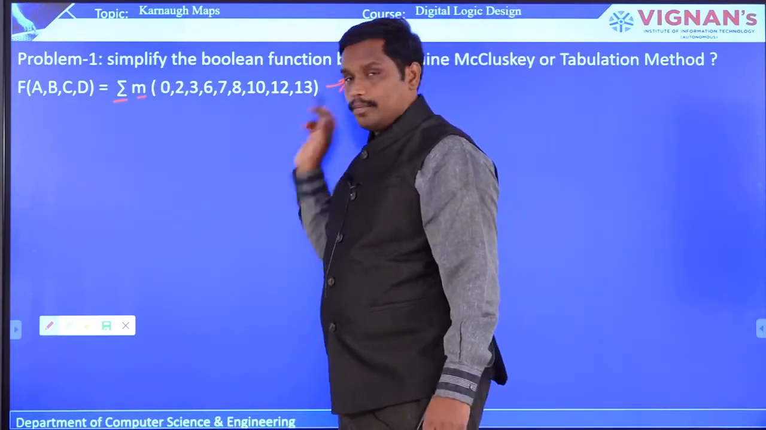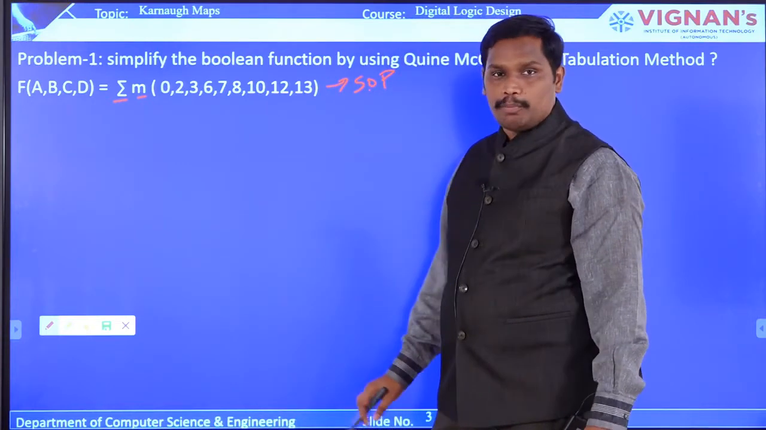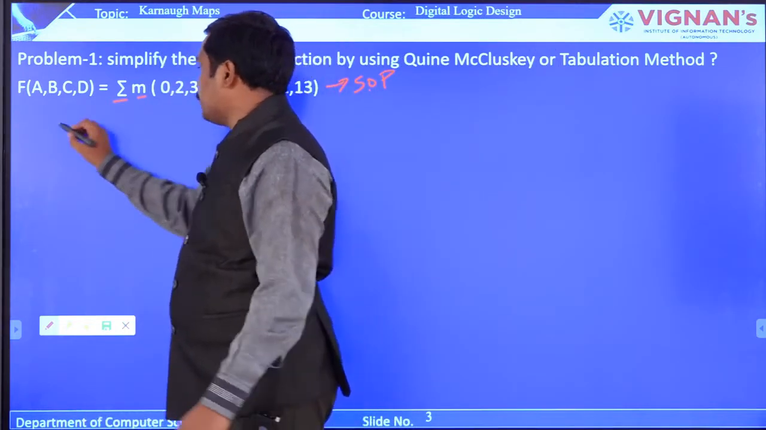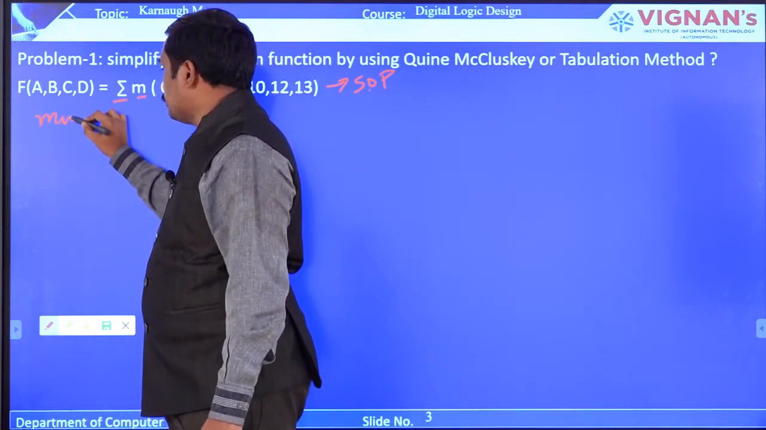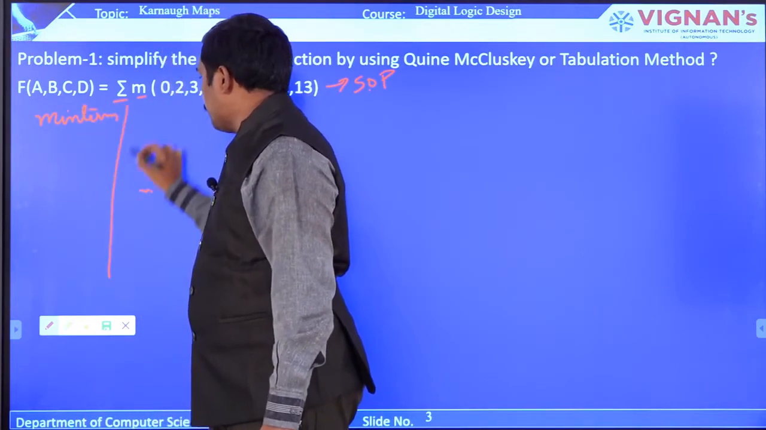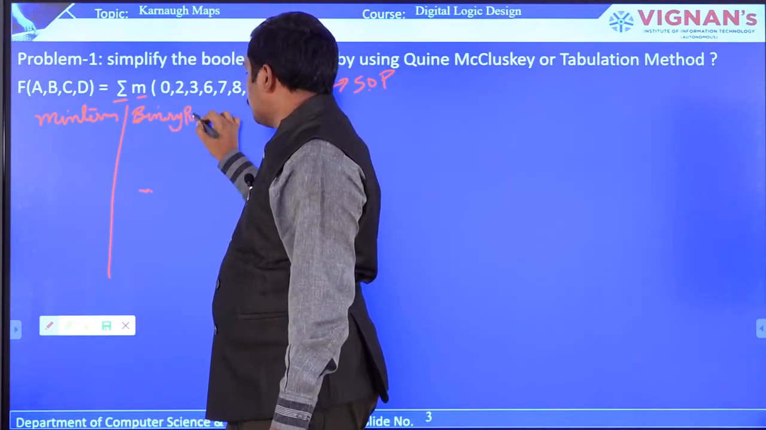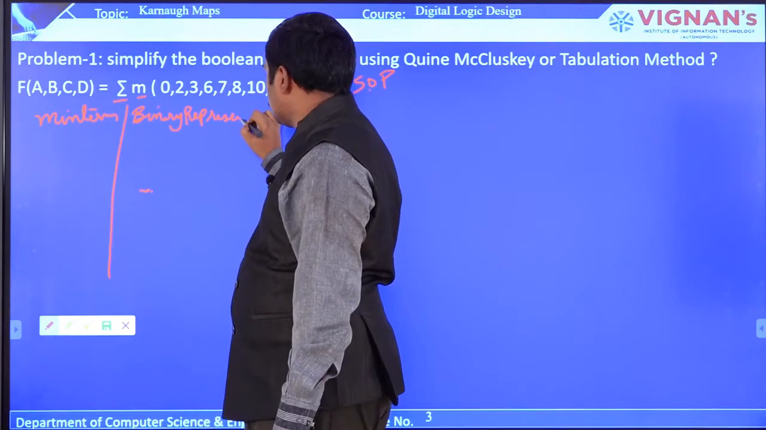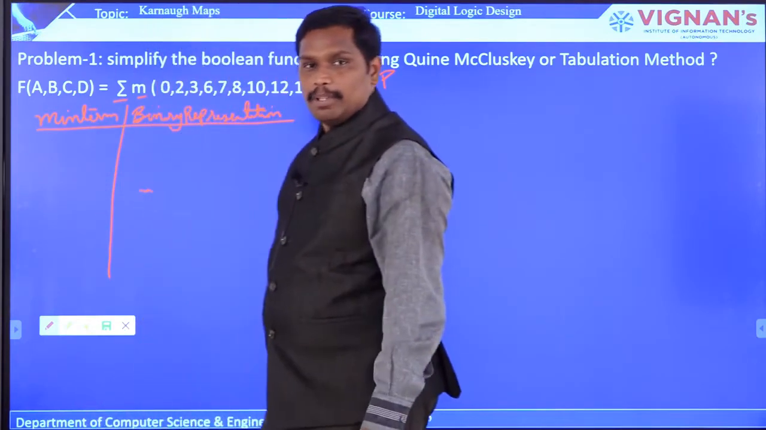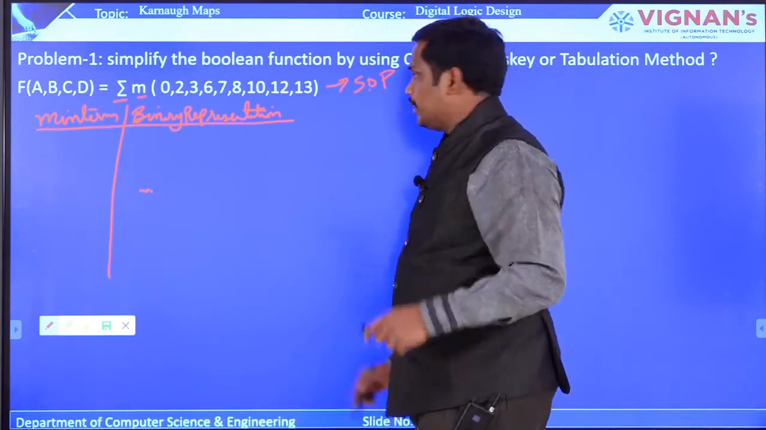So now for this particular question we have to use the Quine-McCluskey tabulation method to solve the problem. So first step is to list out all the min terms that are there in that given expression. We will be dividing that into min term and binary representation as the first table. This is the first table that you are going to write down. So we are listing all the min terms that are there in the given question.